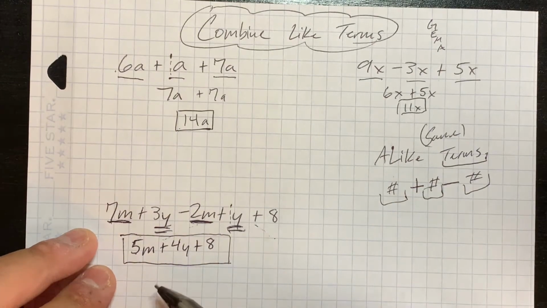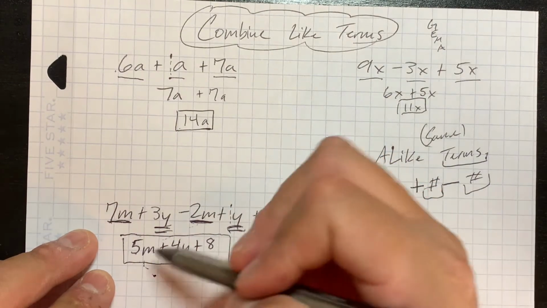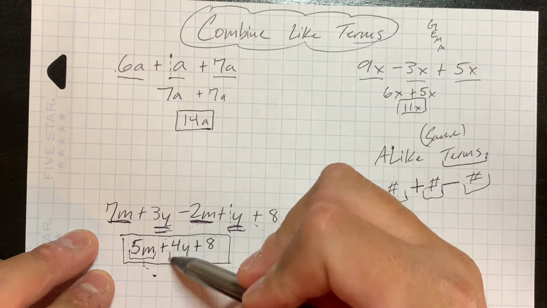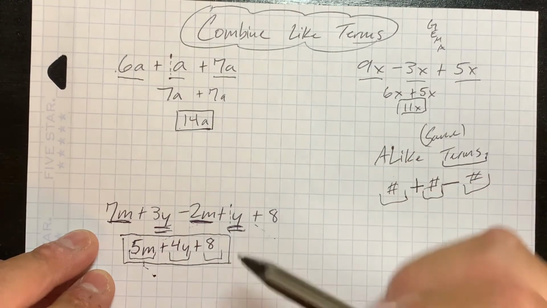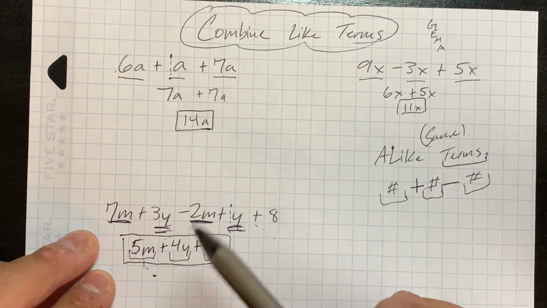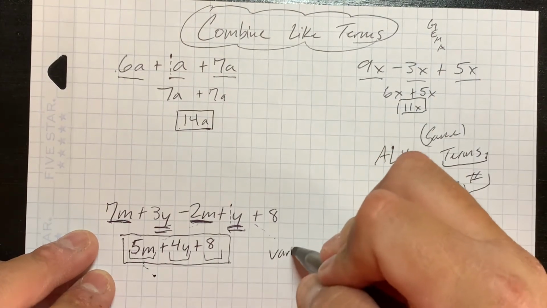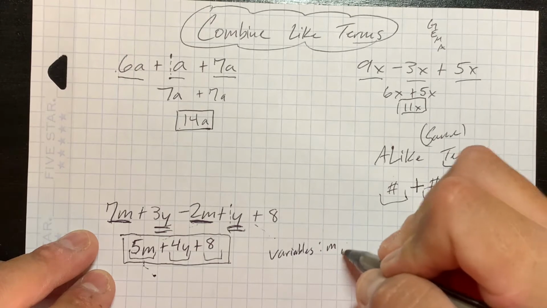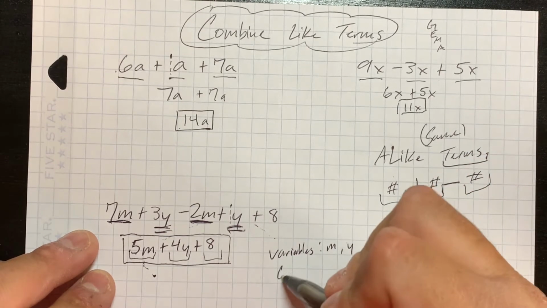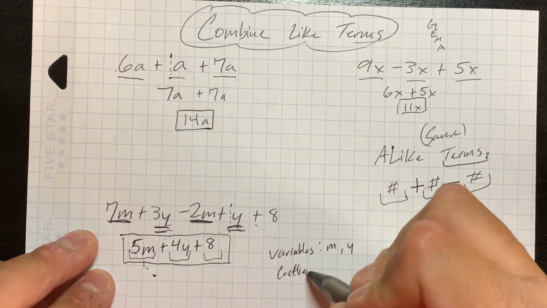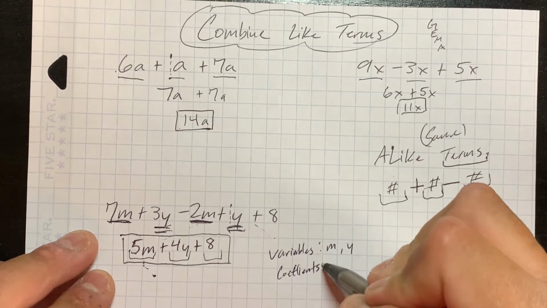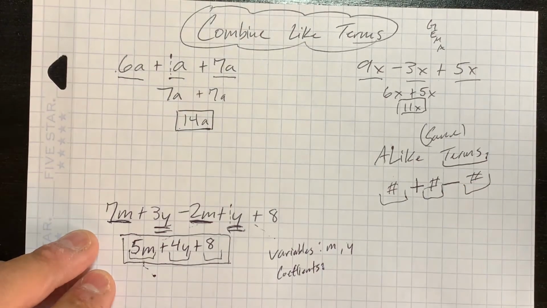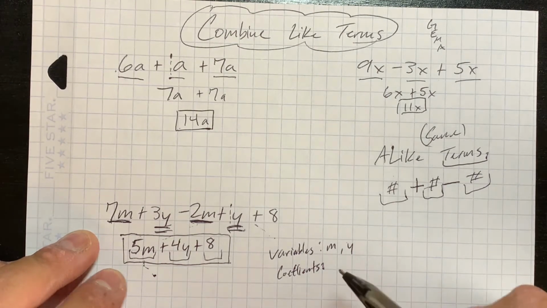So you have 5m, you still have 3 terms. 5m is a term, 4y is another term, and 8 is another term. But you have 2 different variables. They are m and y. You have coefficients, and again, coefficients, a lot of you guys are getting this wrong because either you're not paying attention or you sign in and leave the room. I don't know, that's on you, but you should pay attention.